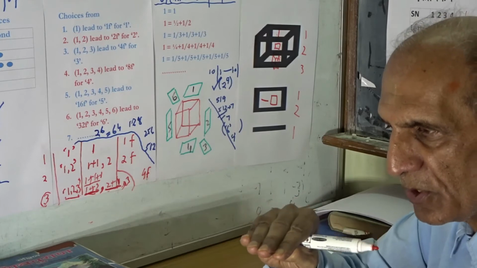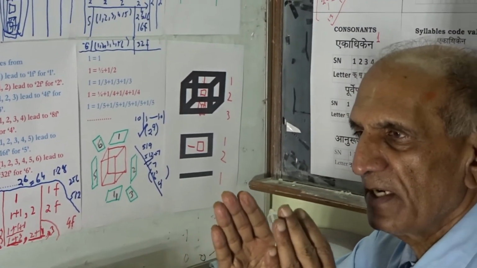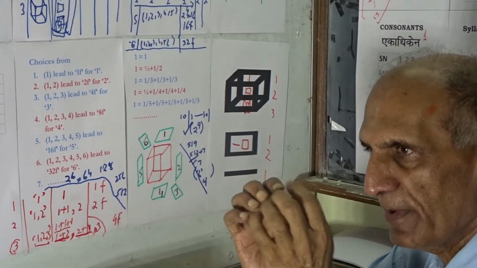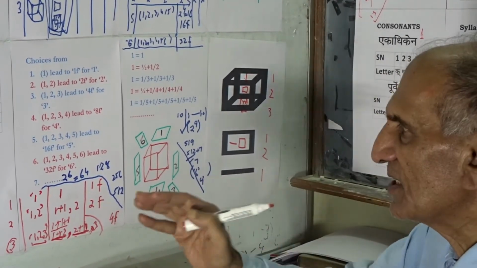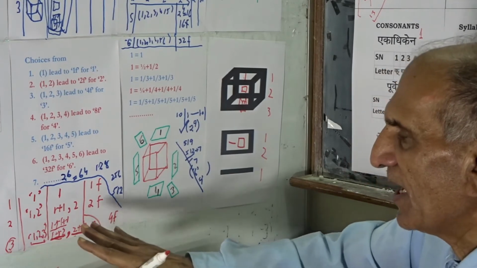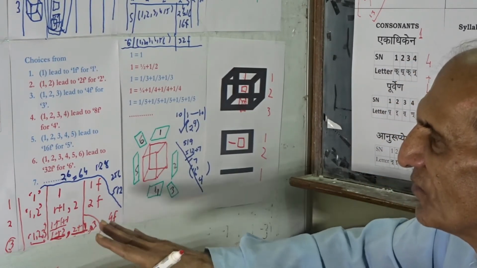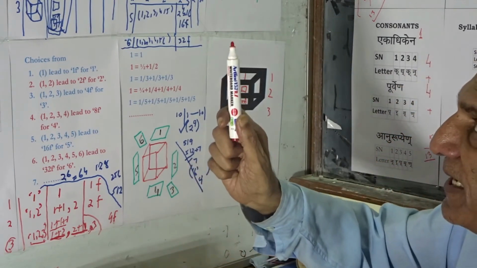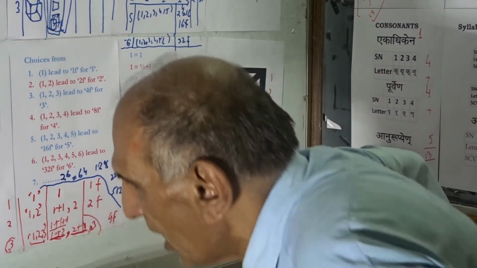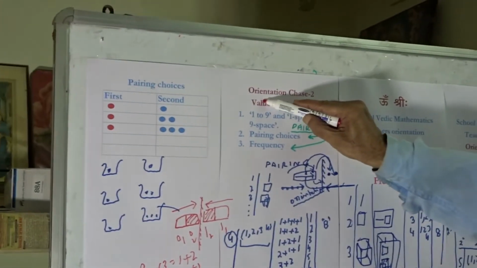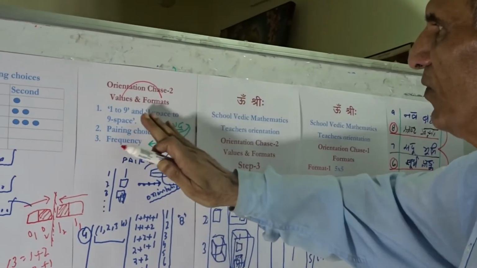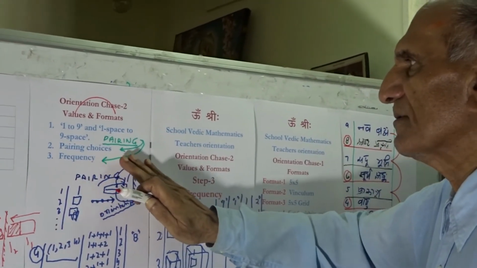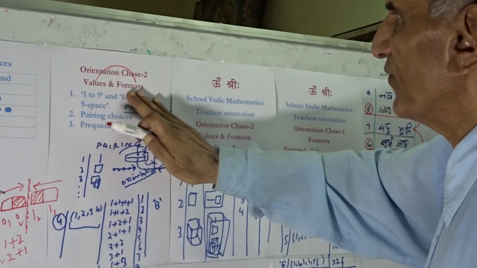One is to be slow. No doubt it will take some time for the child to absorb it. However, this being the reality, the reality of the occurrence, the frequency of occurrence, so the pairing concept, the pairing of values and formats, we want that the child shall be properly exposed to values and formats.